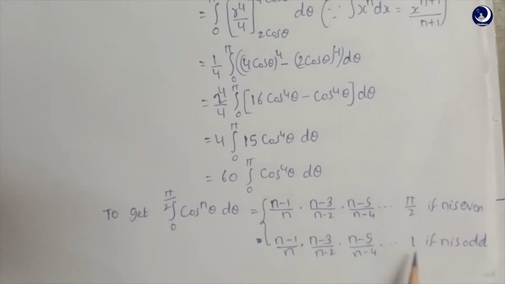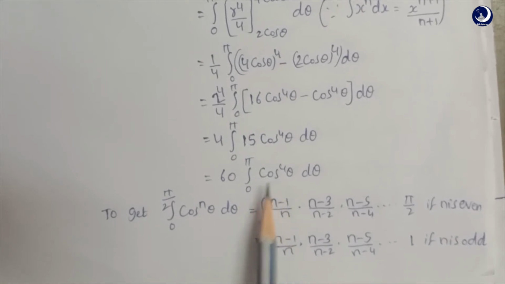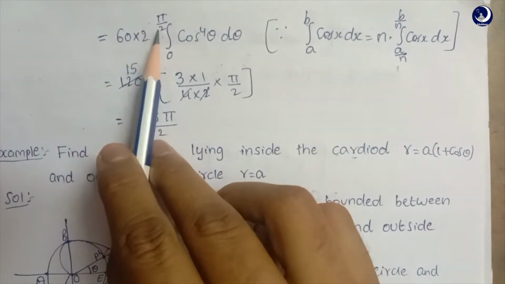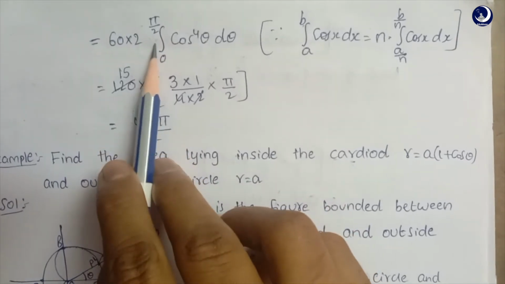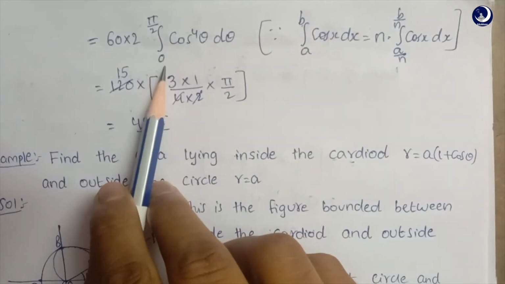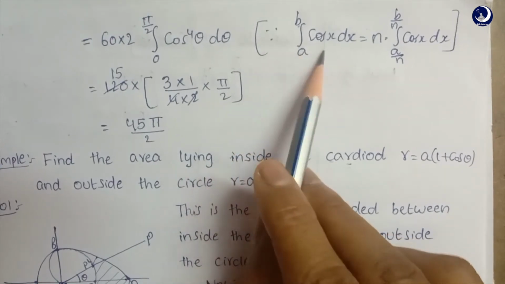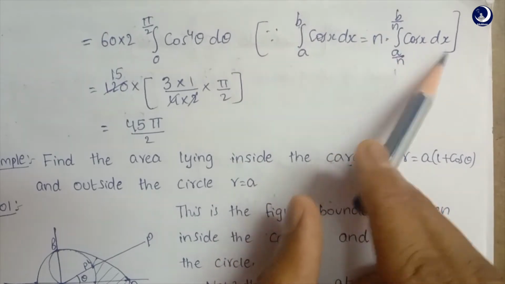Otherwise, if n is odd, here we get 1. By using this formula, we have to take this required equation. So to get pi by 2, I multiply by 2 and divide the functions with pi by 2 and 0 by 2. 0 by 2 means 0. It is also a known formula: integral a to b cos x dx means n into integral b by n to a by n cos x dx.